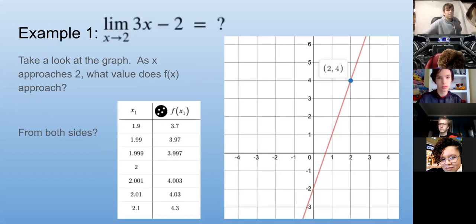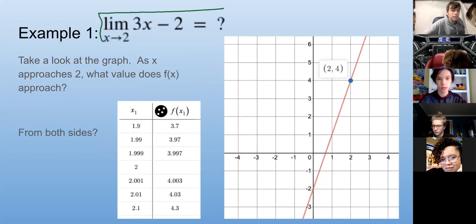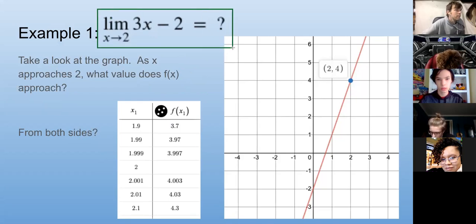Okay, so let's look at this example. Right up here is the notation that we're going to be using. So that's not very good. Let me use the box. There we go. So this is the notation that we're going to be using. This says the limit as x approaches 2, so as it approaches 2 from the left and from the right, of this particular function right here. So this is our function that we're looking at. It's a simple linear function. We have a graph of it.